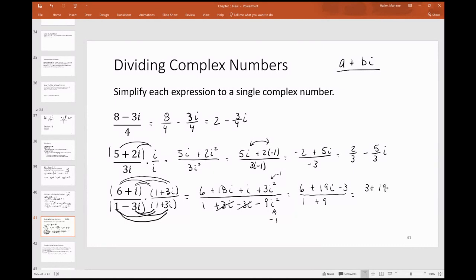So we have 3 plus 19i over 1 plus 9, that's 10. And then I can break that up into 3/10 plus 19/10 i. Of course, if I wanted to, I could write that as a decimal too. That's perfectly fine. I could also call this 0.3 plus 1.9i. Those are going to be exactly the same either way.